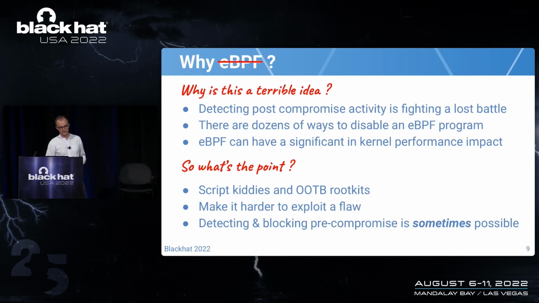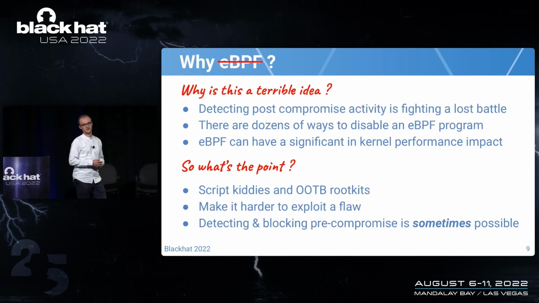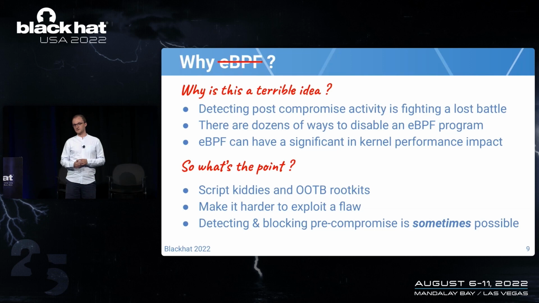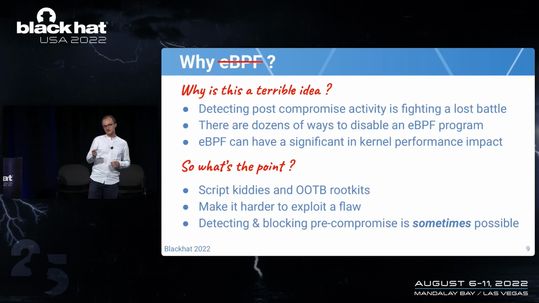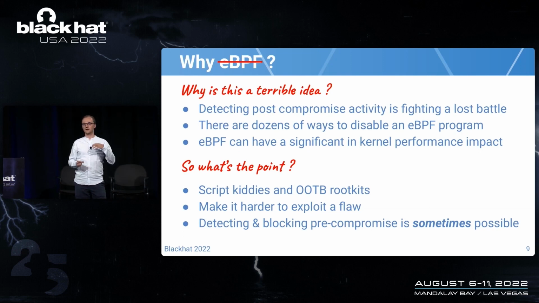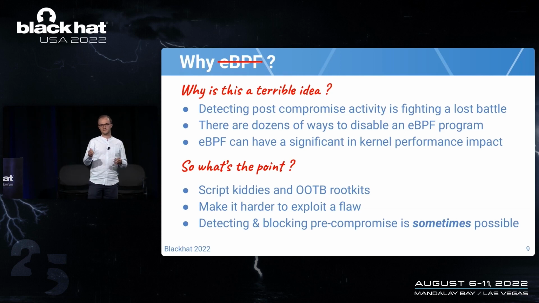But at the same time, eBPF is pretty much a terrible idea to do these kind of detections. The first reason why it's really not great to do kernel level exploit detection with eBPF is because detecting post-compromise activity is fighting a lost battle. We're going to see why, in some cases, eBPF cannot catch an exploit pre-compromise. It's going to have to be post-compromise. And the point is, if you are relying on a compromised kernel to actually emit security events, you can't rely on these events to be legit and reliable. They could be compromised as well.